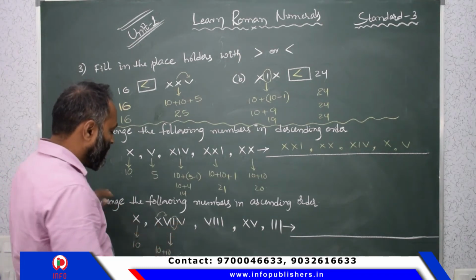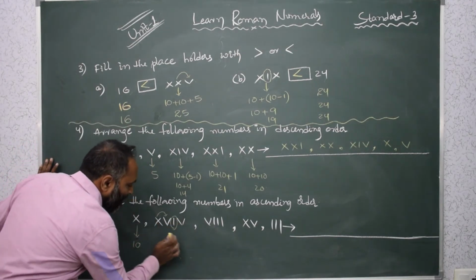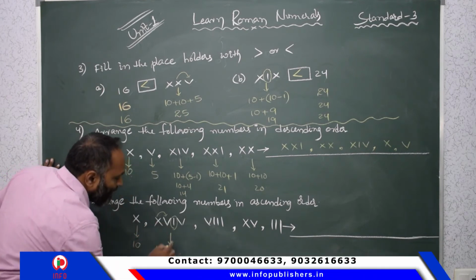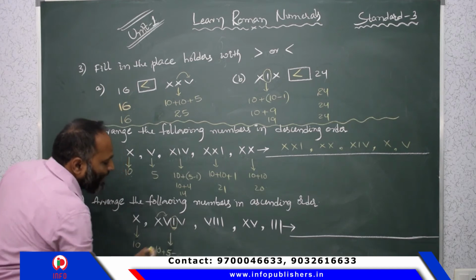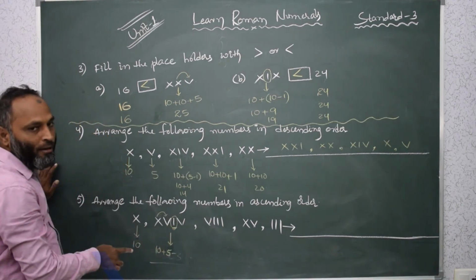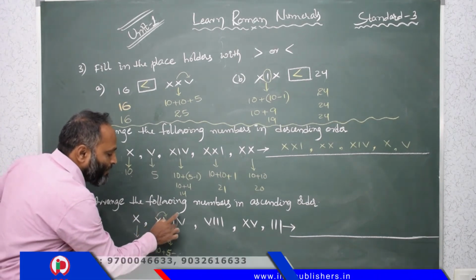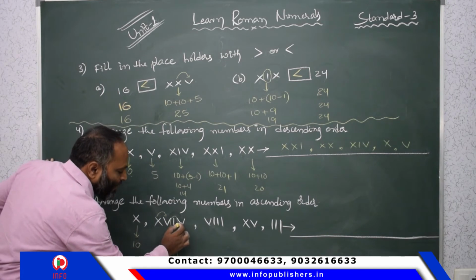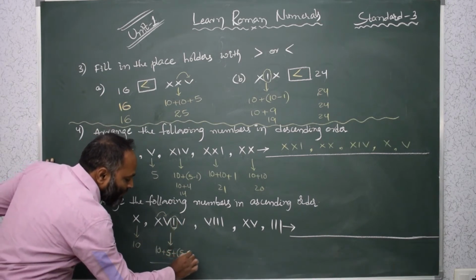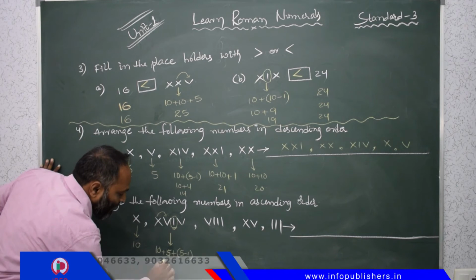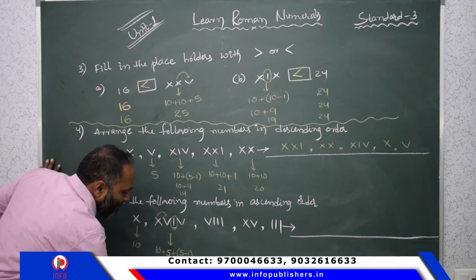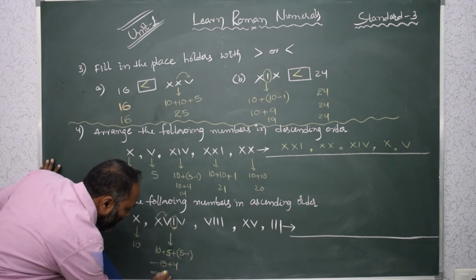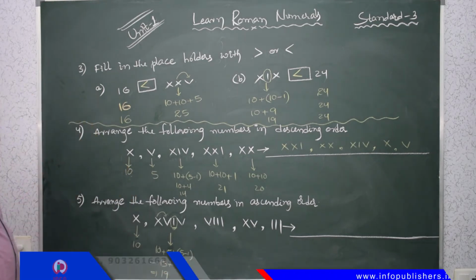After this is 5, this is 10, V means 5, and then after that there is I. This I is a smaller Roman numeral in between two bigger Roman numerals, so we have to subtract: 5 minus 1. 10 plus 5 is 15. 5 minus 1 is 4. 15 plus 4 is 19.